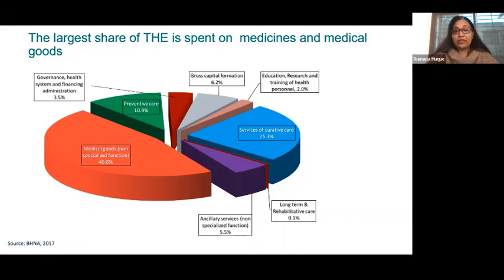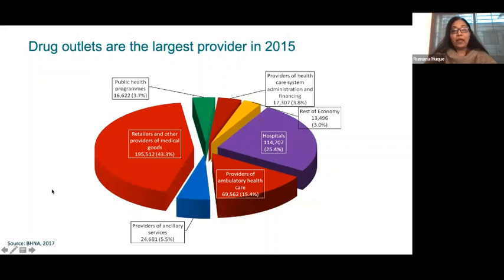And we always say that research and training of health personnel is so important, but only 2% of the total health expenditure goes for research, education, and training. So definitely this reflects the fact that medical goods are the item we are spending heavily on, as opposed to education and research, where we are spending quite less compared to many other countries.